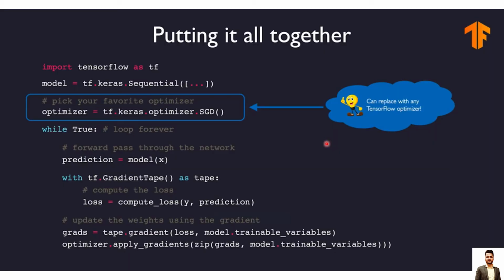Okay, moving ahead. So putting it all together, you can solve this by importing TensorFlow as tf, and then the model can be defined as a sequential model, multiple dense layers can be added here, and then the optimizer tf.keras.optimizers.SGD, stochastic gradient descent. The default values are taken for the SGD if you are not giving the hyperparameters within this bracket. Then while True, forward pass through the network, prediction is equal to model(x). So all these things you can try and understand and implement for yourself.